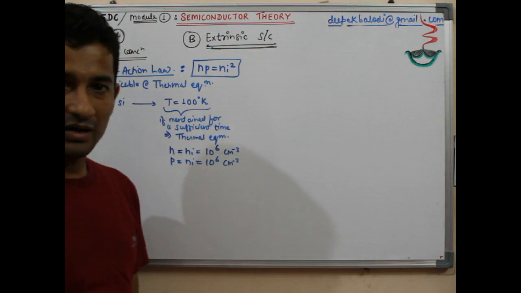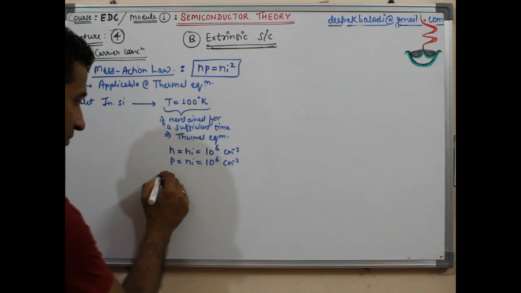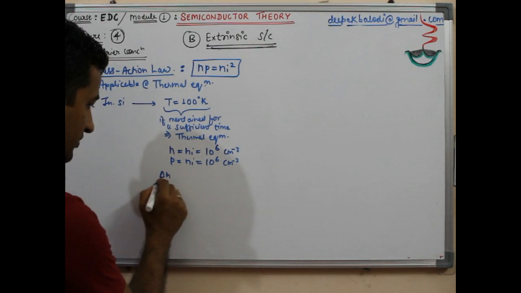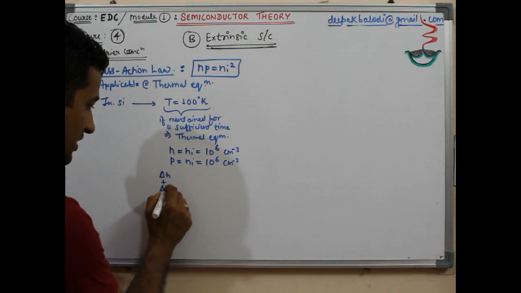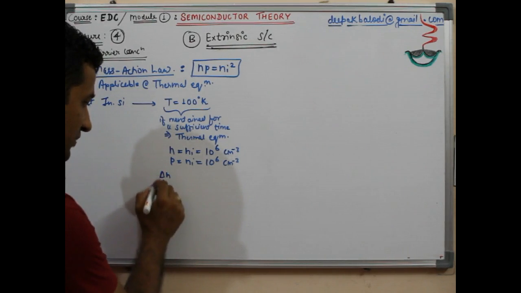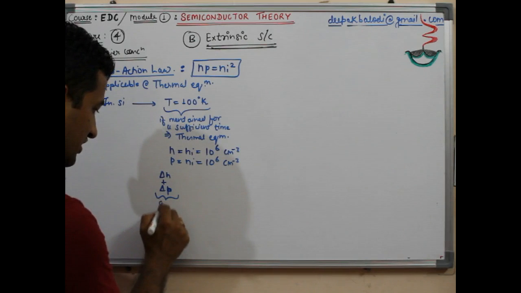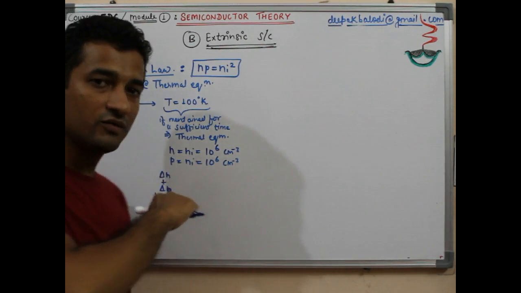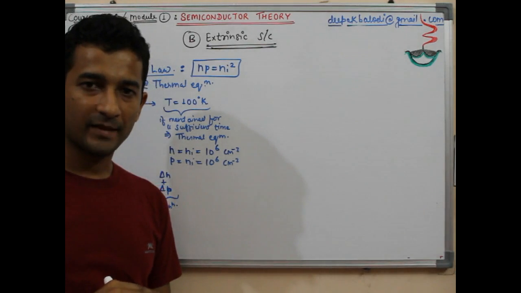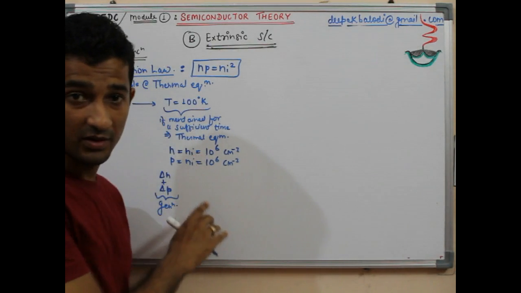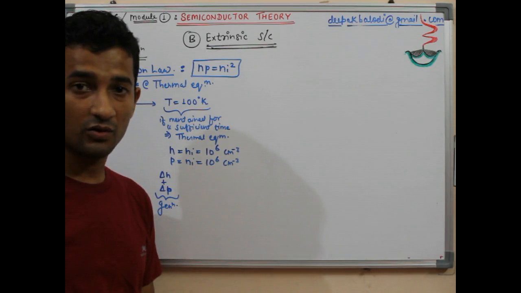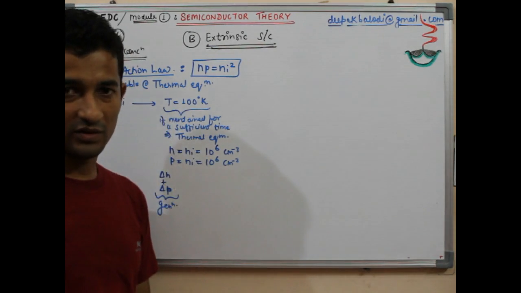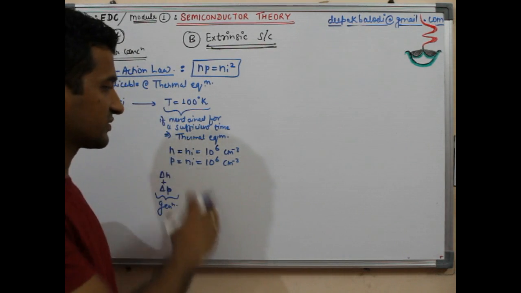And over that, there must be happening some plus delta N, plus delta P, so there must be happening generations. So this value will be maintained. This I am not confirming, you need to go for the formula and then check it out. I am just taking it, so don't go by the exact value. It should be somewhere around 10 to the power 6 or 7.